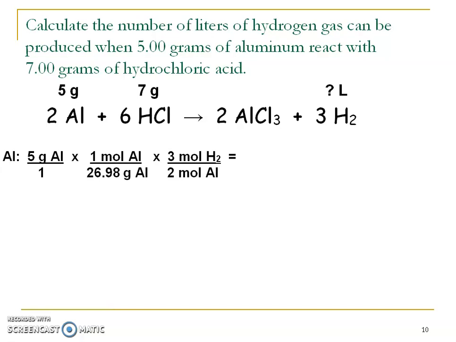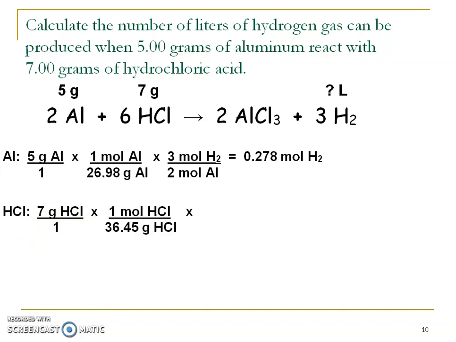All right, guys, so when you do our 5 divided by 1 times 1 divided by 26.98 times 3 divided by 2 should give you an answer of 0.278 moles of hydrogen. All right, so that's how many moles of hydrogen can be made from that amount of aluminum. Let's see how many moles of hydrogen can be made from 7 grams of HCl. So again, pause the video and come up with the formula mass of HCl, 1 H plus 1 Cl.